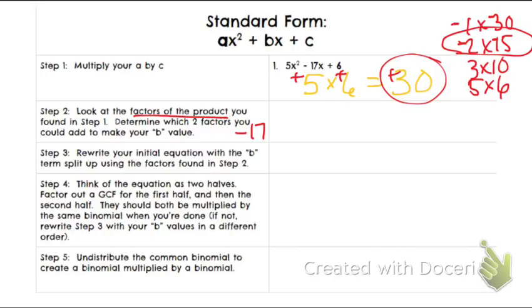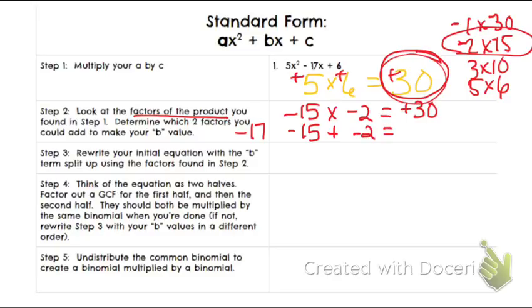So I know that negative 15 times negative 2 is positive 30, which was the product we got here. That's what we're looking for. It has a product of 30, but it also has a sum of negative 17. That's our b value in our original equation. And the hint I want to give you guys here is always put the larger factor first. You'll see why in a little bit.